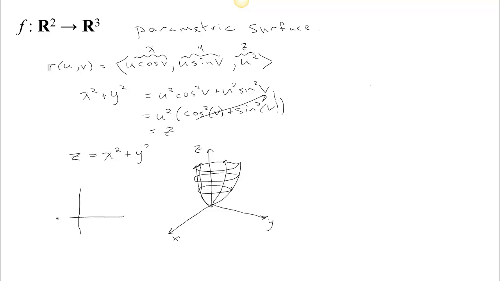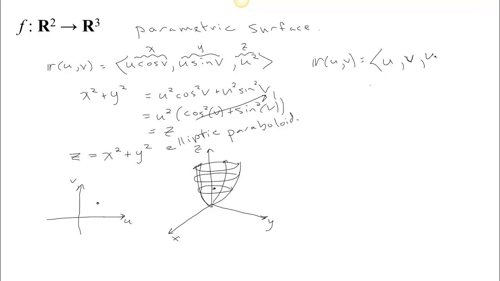You could think for each location in the UV plane, each location here is being turned into a point over here on this elliptical paraboloid. So remember the name here. If you slice it in most directions, it's a parabola, so the name is paraboloid. And if you slice it in one direction, it's elliptic. So we've got an elliptic paraboloid as the surface.